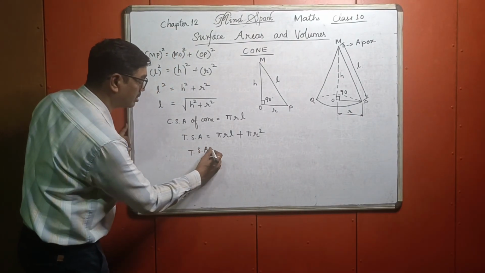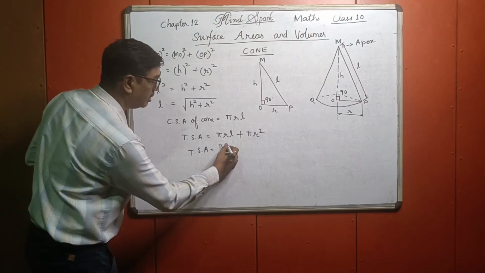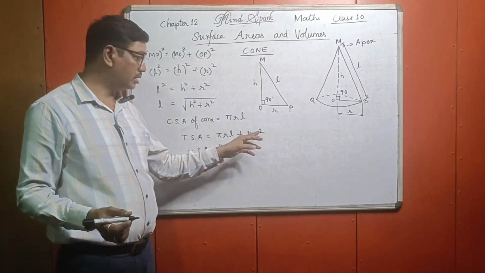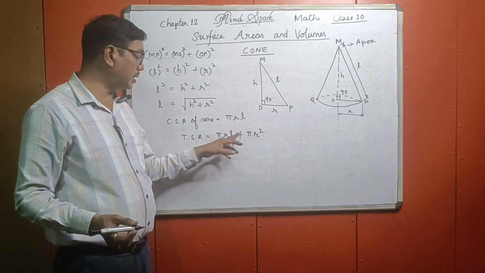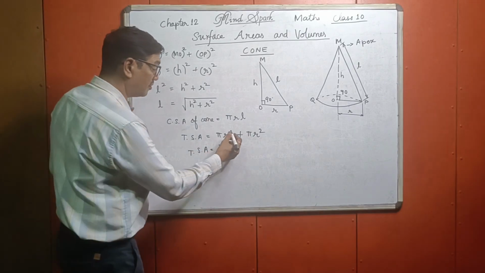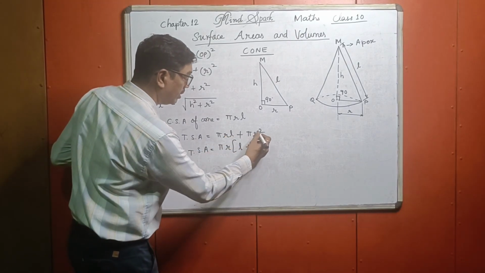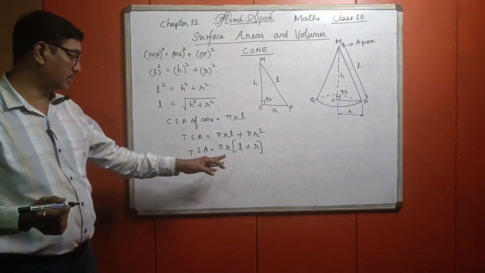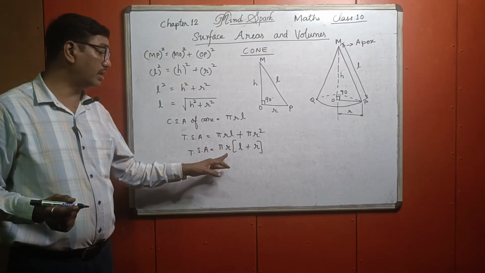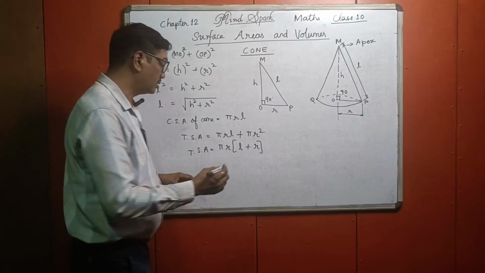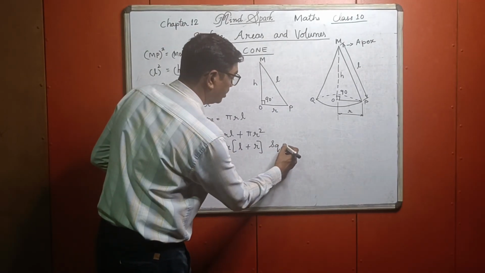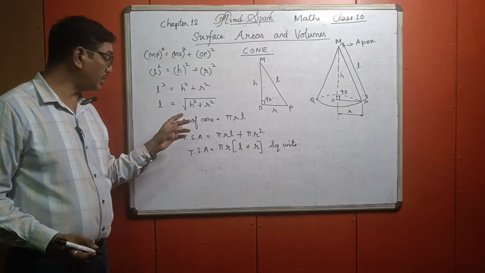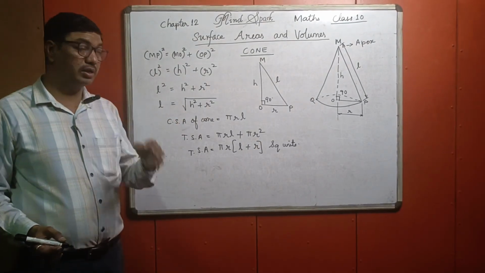So TSA is equal to pi r L plus pi r square. Understand? In both terms, pi is common and r is common. What is left over is L and r, so L plus r. So TSA is equal to pi r into L plus r. This is in square units. Is it clear? This is about the cone, curved surface area of cone.